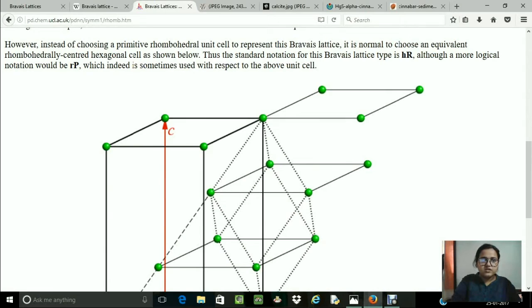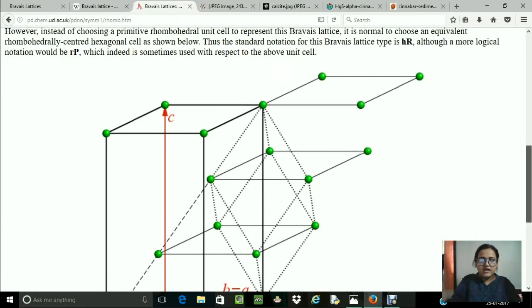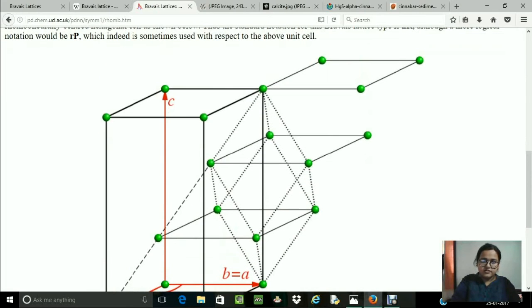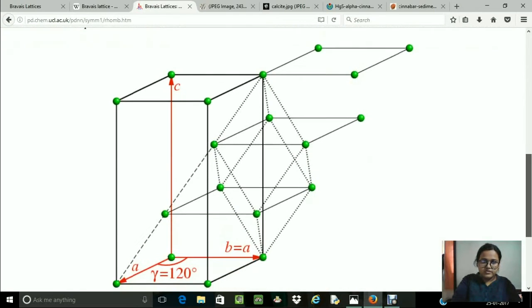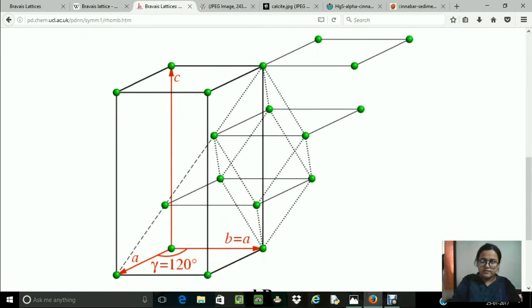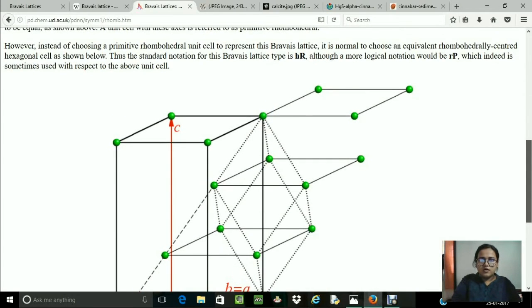However, instead of choosing a primitive rhombohedral unit cell to represent this Bravais lattice, it is normal to choose an equivalent rhombohedral I-centered hexagonal cell as shown below. So this is our rhombohedral I-centered unit cell. Okay, as we can see, there are 4 spheres, like 4 unit cells above, below, and 2 in the middle. So it is normal to choose an equivalent rhombohedral I-centered hexagonal cell as shown below.